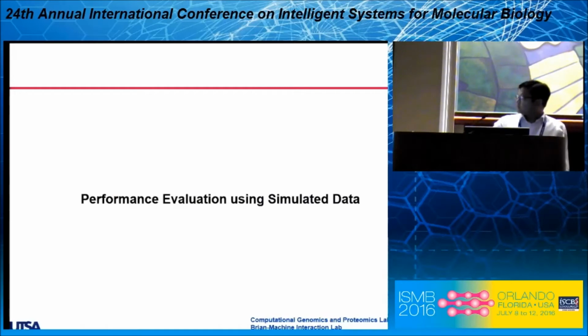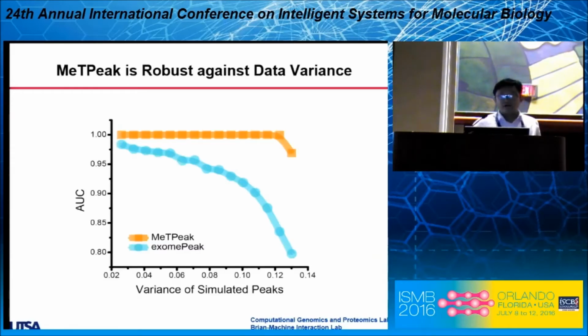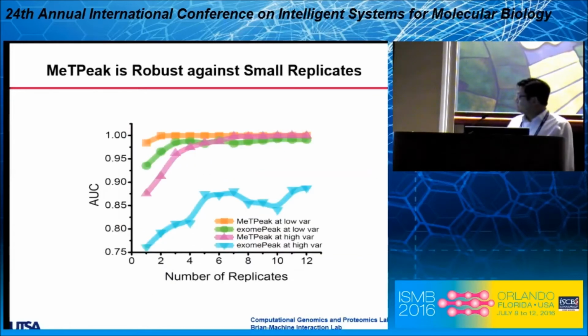So just to show you the performance. We start by evaluating the performance using a simulated system, basically simulating the reads using these graphical models. First of all, we look at the variance. The performance is evaluated using the area under the curve, ROC curve or AUC. And we compare with ExomePeak, with a very varying reads variance. As you can see, the performance of MAP-peak actually is quite robust against the change of the data variances.